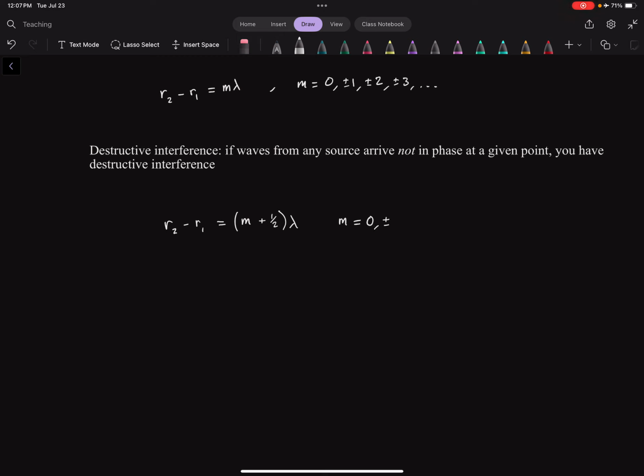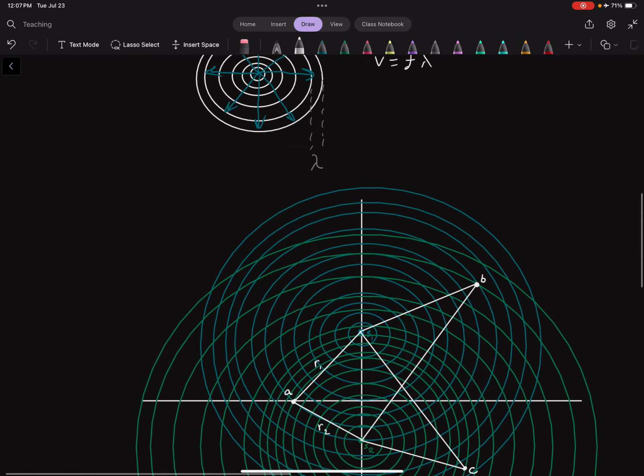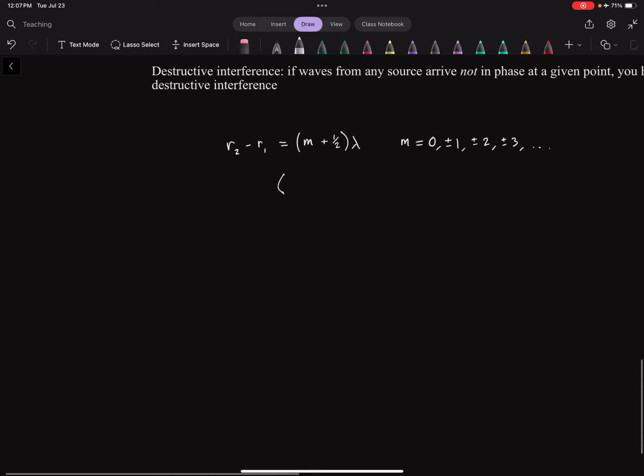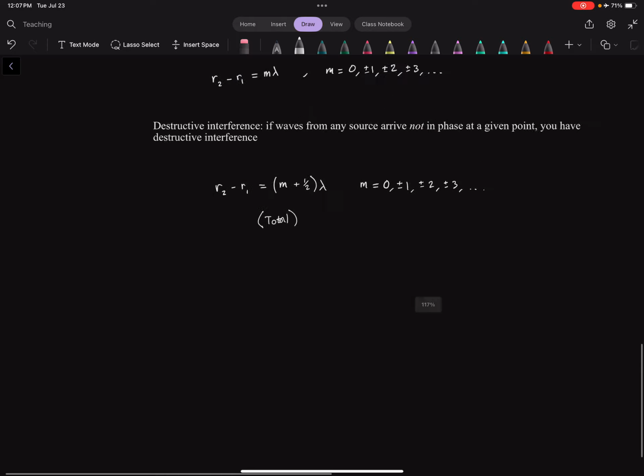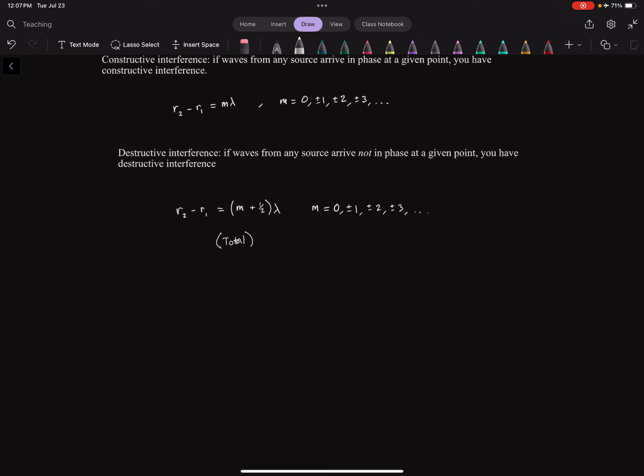And it's the same situation. If you have a half integer multiple m, total destructive interference, total, is when they're exactly half out of phase. But like I said, even if they're not exactly half integer multiples of the wavelength, it's still destructive interference. Anything that isn't completely constructive is destructive.